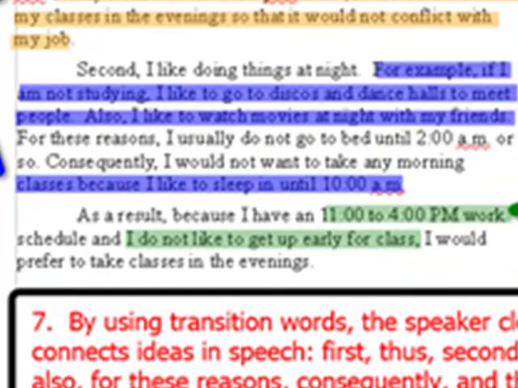For example, if I'm not studying, I like to go to discos and dance halls to meet people. Also, I like to watch movies at night with my friends. For these reasons, I usually do not go to bed until about 2 a.m. Consequently, I would not want to take any morning classes because I like to sleep in till about 10 a.m. As a result, because I have an 11 to 4 p.m. work schedule and I don't like to get up early for class, I would prefer to take classes in the evening.